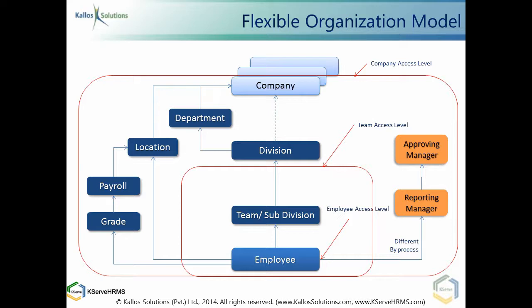The different parts of the organization model can be renamed depending on your need. For example, a division can be renamed as a branch, or a location can be named as a city or a state or whatever is relevant for you. Individual processes can be configured depending on how the approval process takes place.